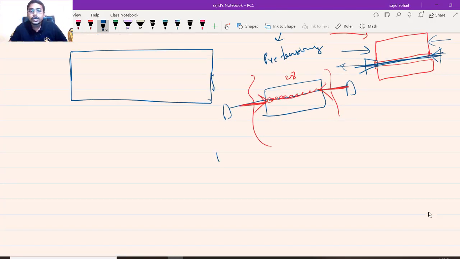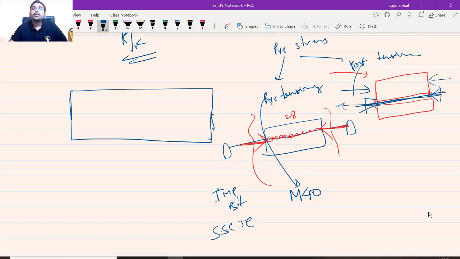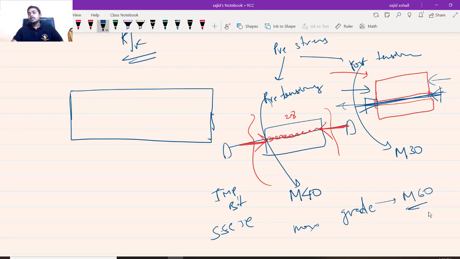And write down this very important bit. Write it down as an important bit. Very important for SSC short questions. The minimum grade of concrete for pre-tensioning is M40, whereas for post-tensioning it is M30. Please write it down, very important bit. And what is the maximum grade you can use? The maximum grade you can use for pre-stressed concrete is M60. So remember this: maximum M60, post-tensioning M30, pre-tensioning M40.